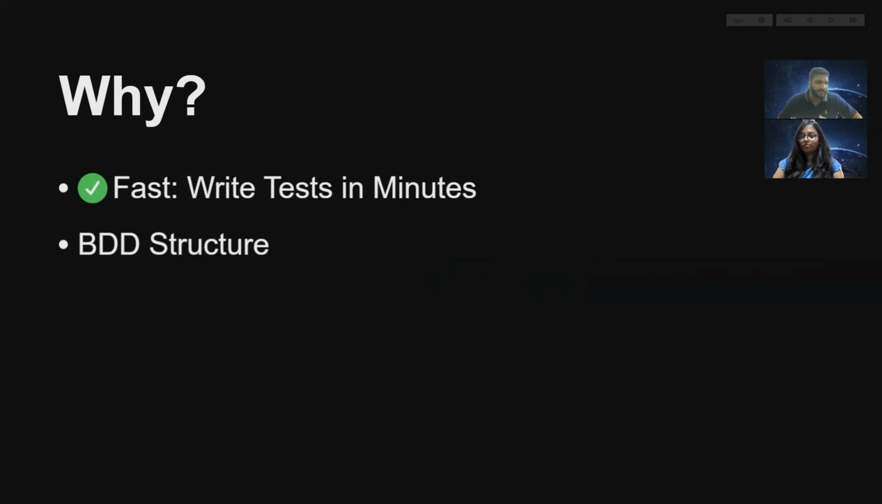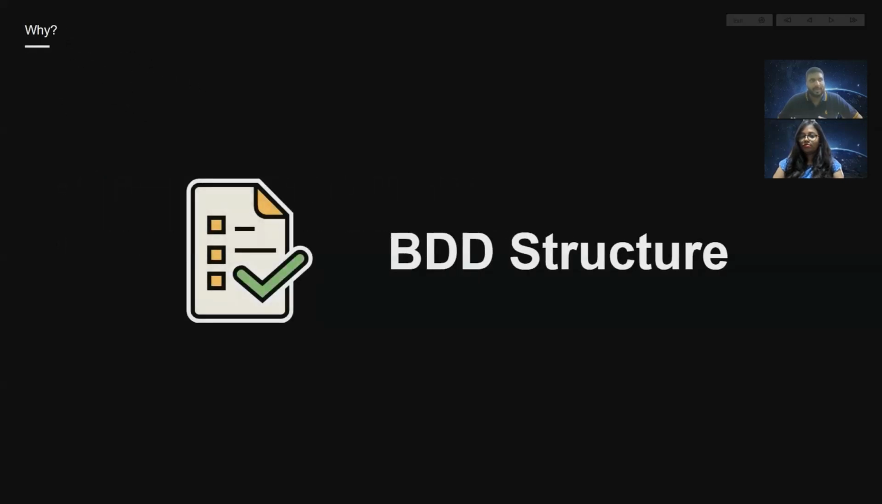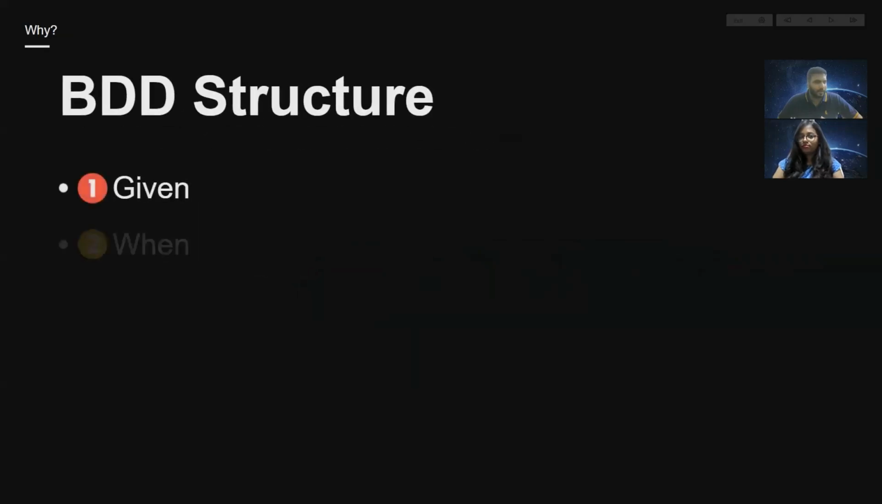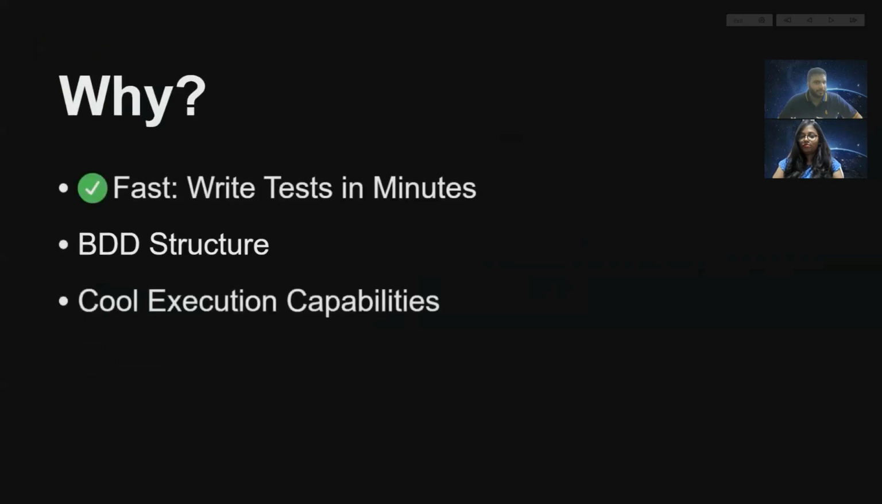Another is the BDD structure that it follows. Anybody who has experience working with BDD and the Gherkin language, and is familiar with terminologies like given, when, then, and all these keywords, will find it pretty complementary to that structure, in how Cometa aligns its features. So that's also something that people who have already worked with it can easily adapt to.